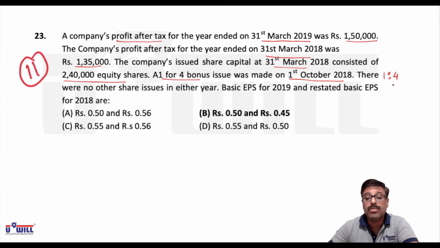So 1-for-4 means if there are 2,40,000 equity shares, bonus shares would be equal to 2,40,000 into 1/4. That is 60,000 shares.